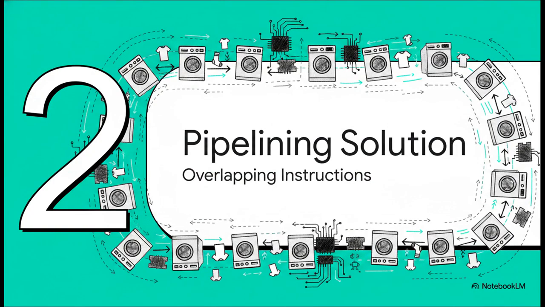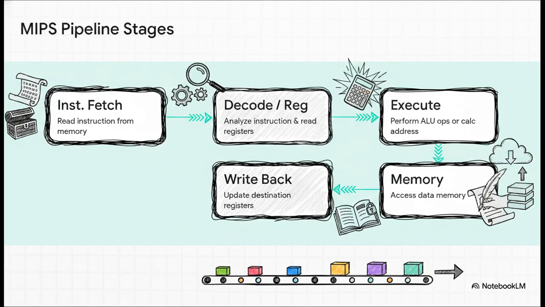Moving to Section 2, the pipelining solution. Computer architects essentially took that brilliant laundry overlapping analogy and applied it directly to microscopic hardware on a silicon chip. The crucial takeaway here is that every single MIPS instruction is broken down into 5 exact, distinct stages of a metaphorical assembly line. Those stages are instruction fetch, decode, execute, memory, and write back. By strictly defining these 5 steps, the processor can just hand off an instruction from one stage to the next, which instantly frees up the previous stage to accept a brand new instruction. It's a real game changer.